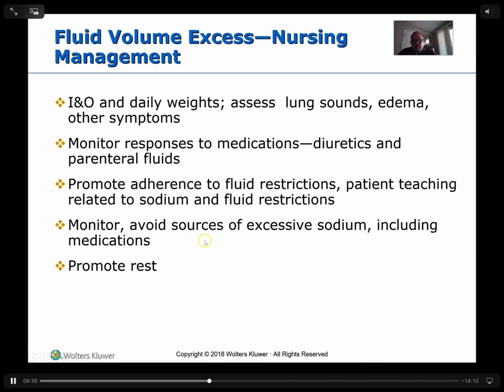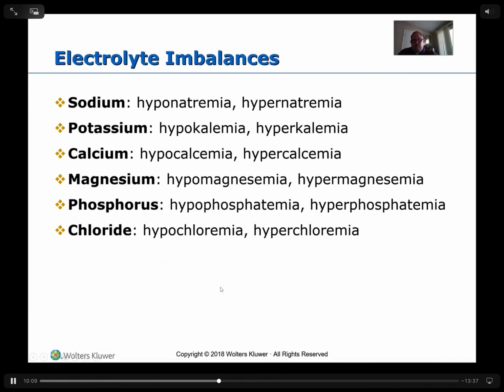Generally, if you have fluid volume excess, they're put on fluid volume restrictions, where they have max I's and O's, where they can only drink 2 liters a day. A lot of times we'll do total volume fluids, where you add their IV fluid with their PO fluid, and it can't exceed a certain volume, and you decrease the IV based on what they drink. You're going to limit their sodium intake and promote rest.